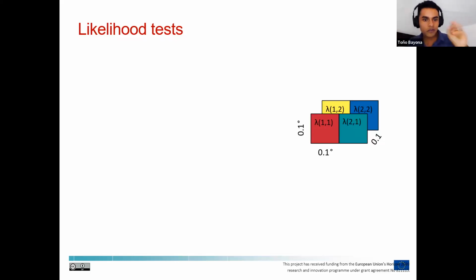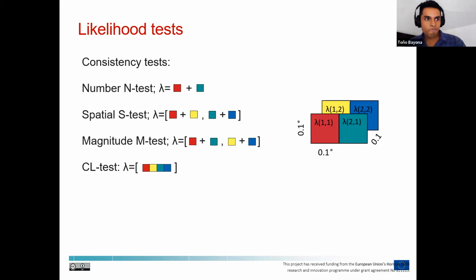So in particular, we evaluate the consistency between the observed and the predicted number, spatial, magnitude, and likelihood distribution of earthquakes. In the interest of time, I'm going to focus only on the number and the spatial tests. But I also encourage you to reach out if you're interested in learning a bit more about other tests that the PyCSEP toolkit is also providing.